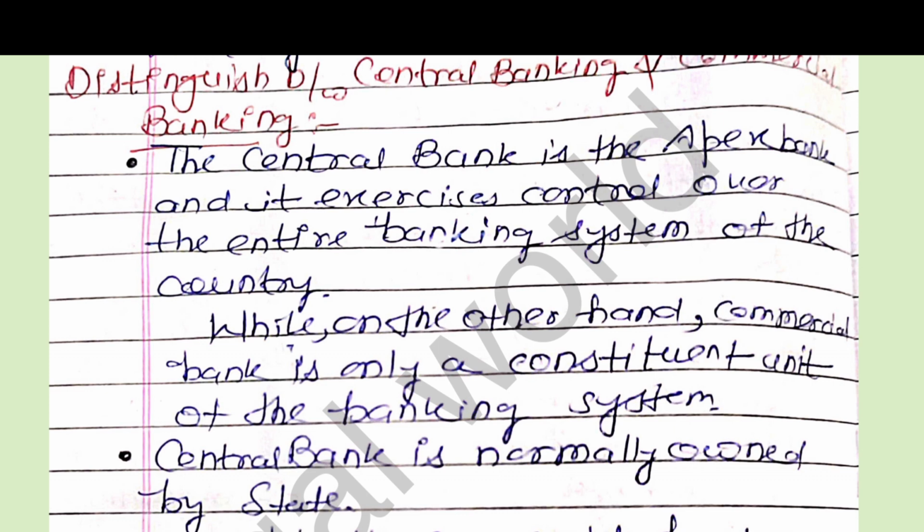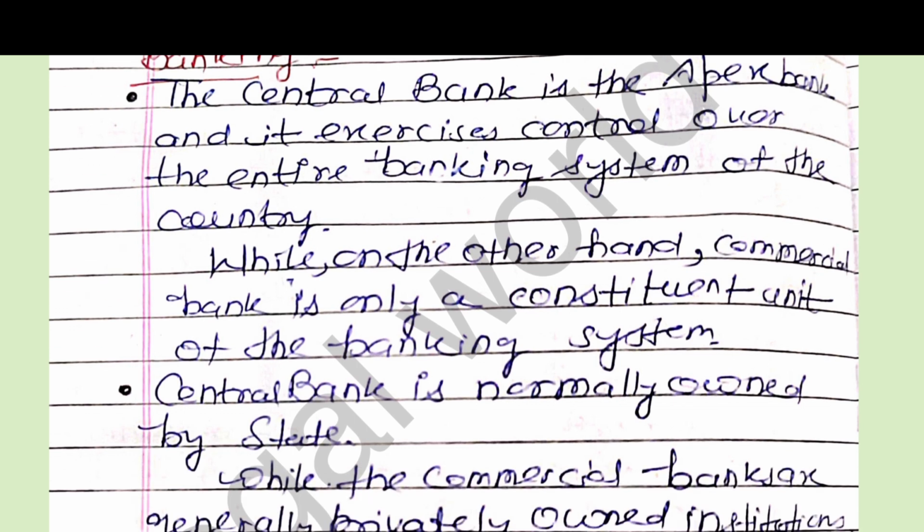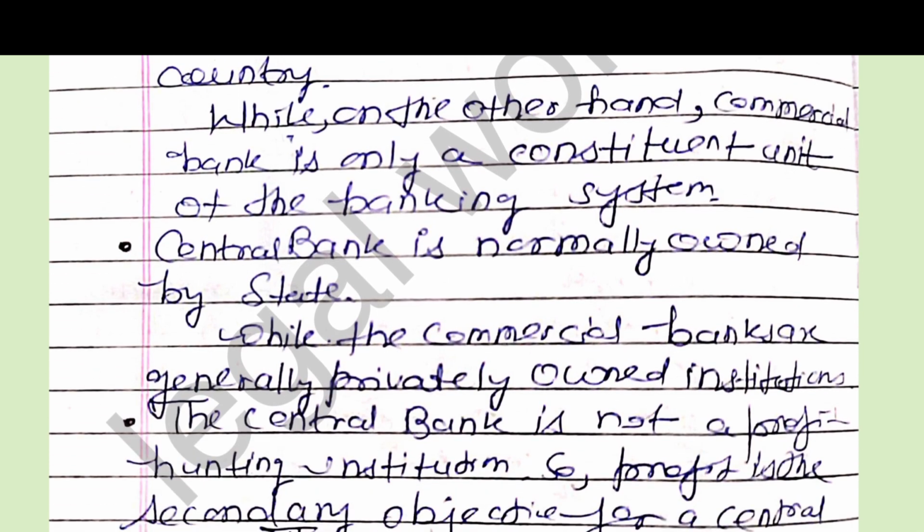the central bank is the apex bank of the country and it exercises control over the entire banking system of the country, while on the other hand, the commercial bank is only a constituent unit of the banking system. The second difference is that the central bank is normally owned by the state, while the commercial bank is generally a privately owned institution.